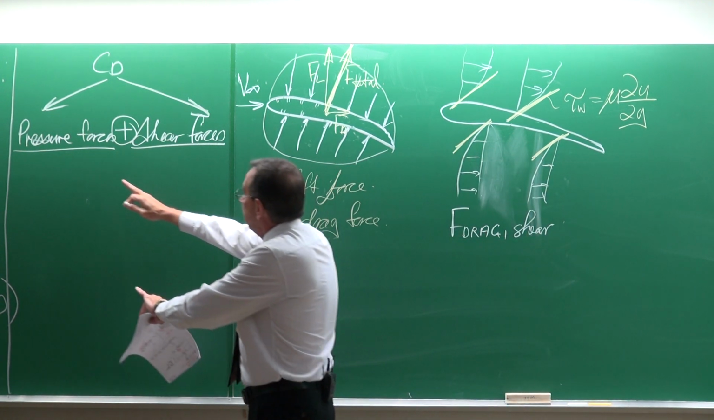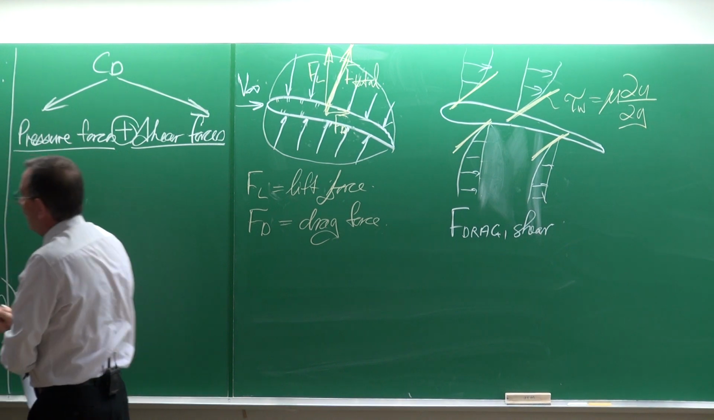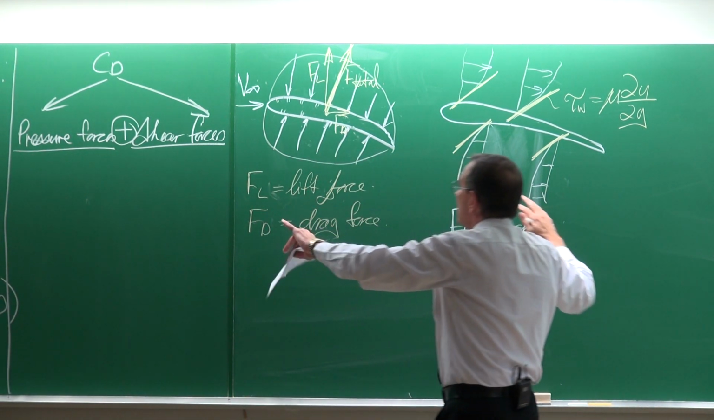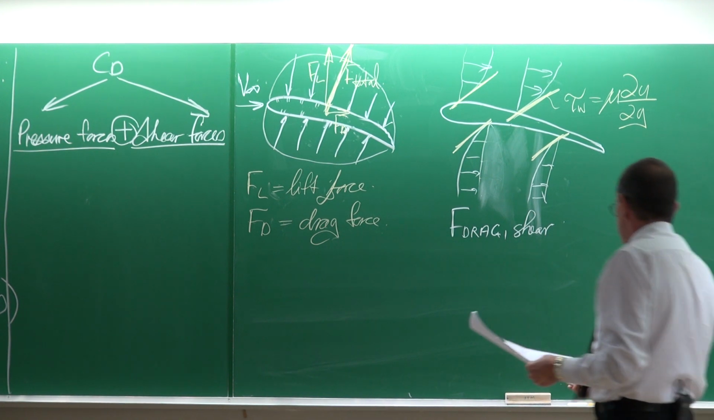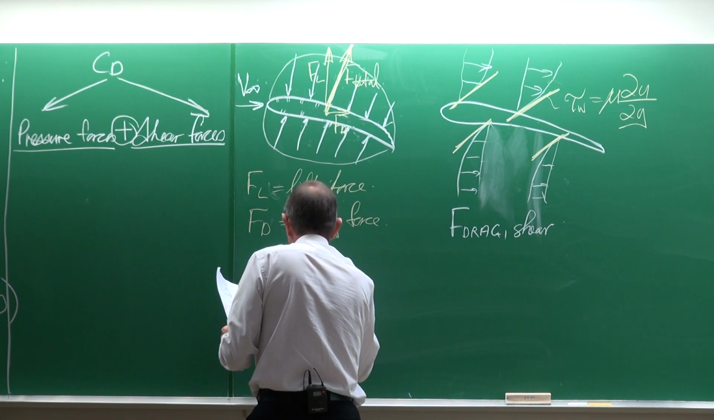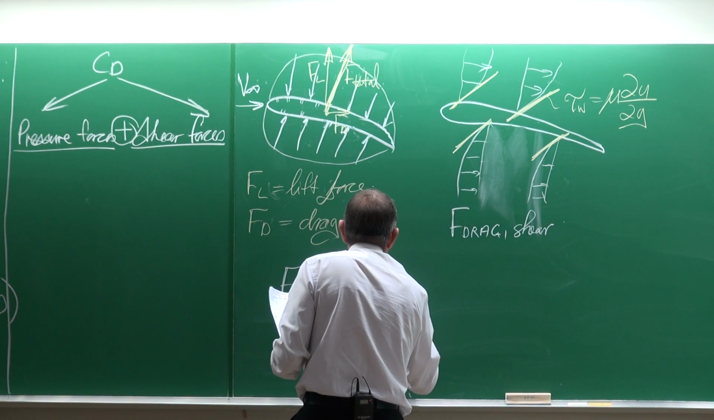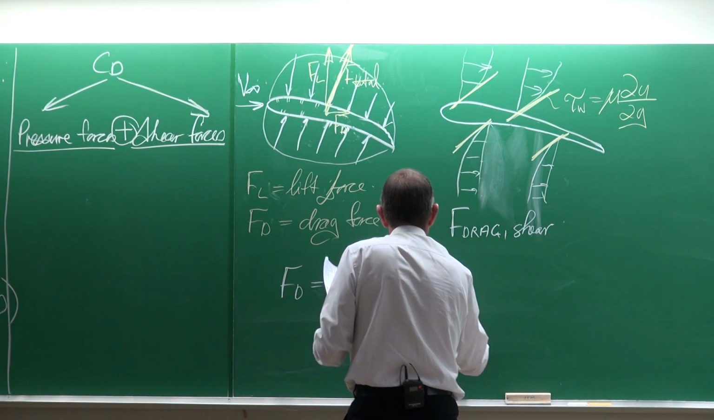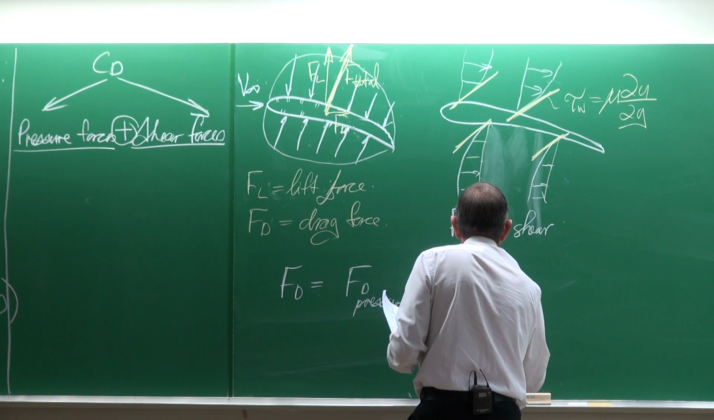Thus, the total force and or the drag coefficient can be split into two components. The total drag, FD, we can say is then equal to FD from the pressure forces, plus FD from the shear stresses.